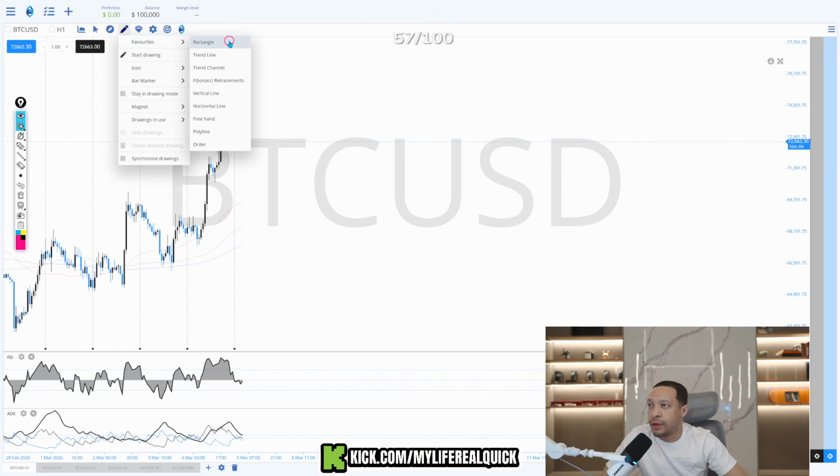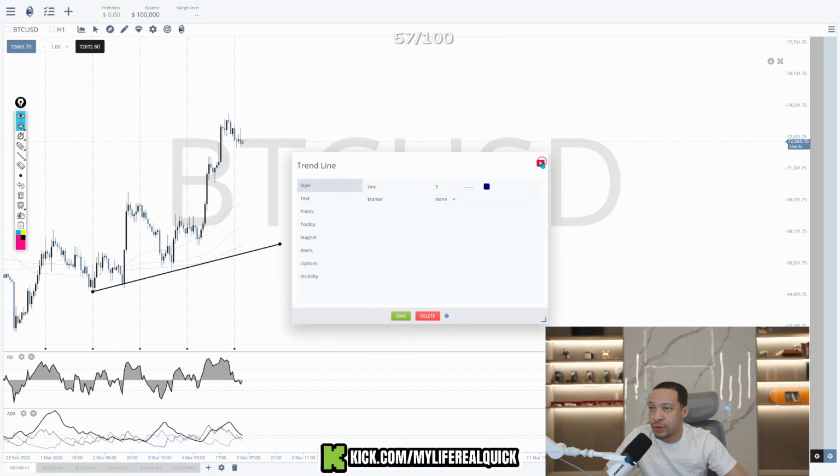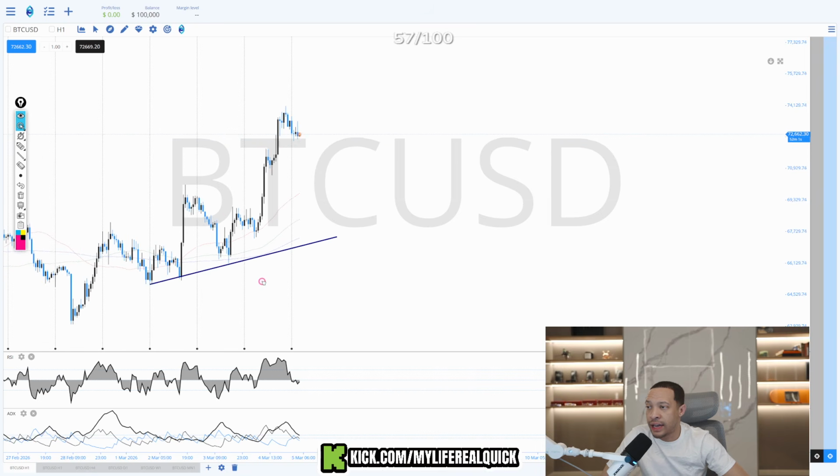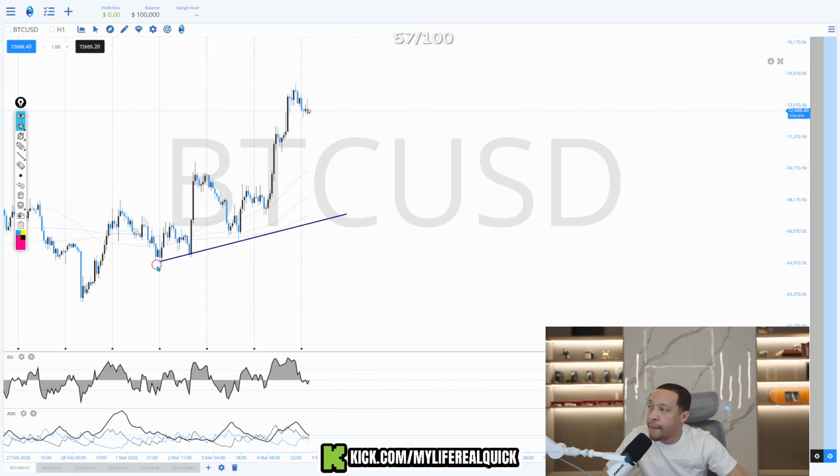Let me see. We did rectangle, we did horizontal and vertical, trend line. Once again, this is another tool. It's not like you need it, but people like it. I don't really need it. I don't really use it like I used to back in the day. I used to use this like a madman, but it's not really needed. But once again, it's a trend line.